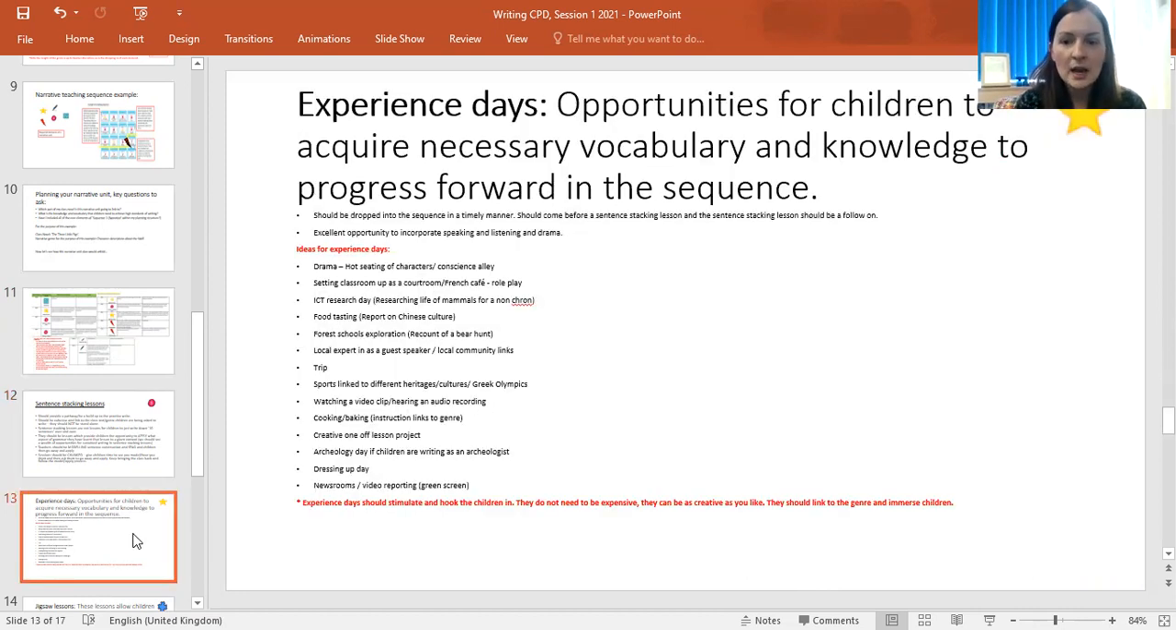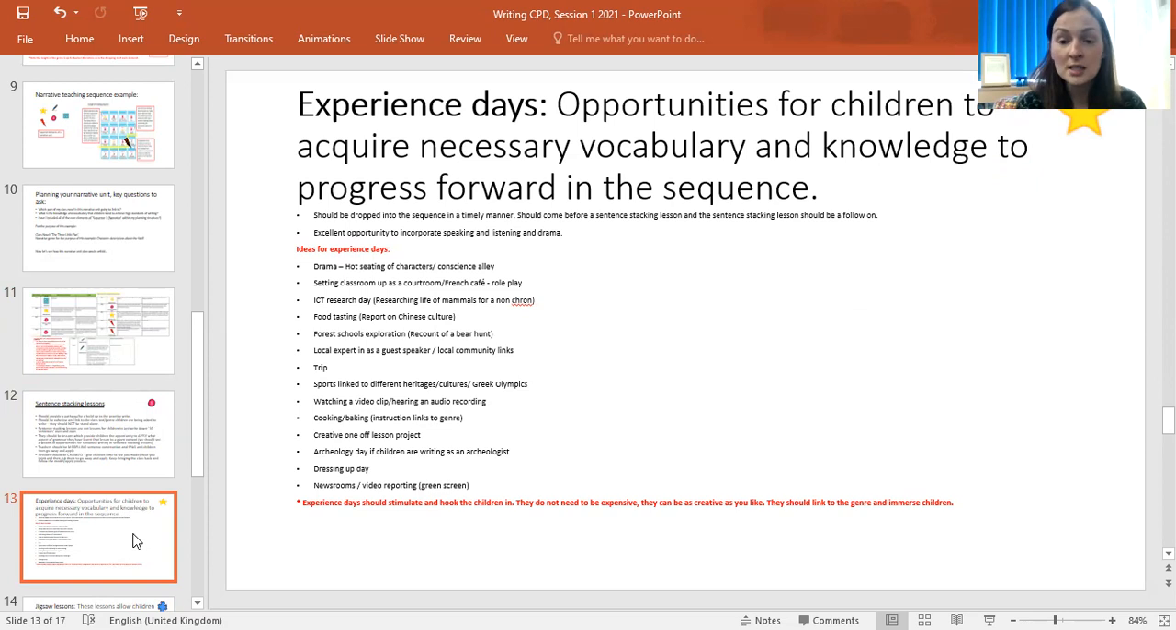Okay, experience days then, just some ideas. This is my favourite part of the sequence. This is the bit where the magic of writing can be regained, if you like. So opportunities for children to acquire necessary vocabulary and knowledge to progress forward in the sequence. Here I've just listed some ideas of what that might be.